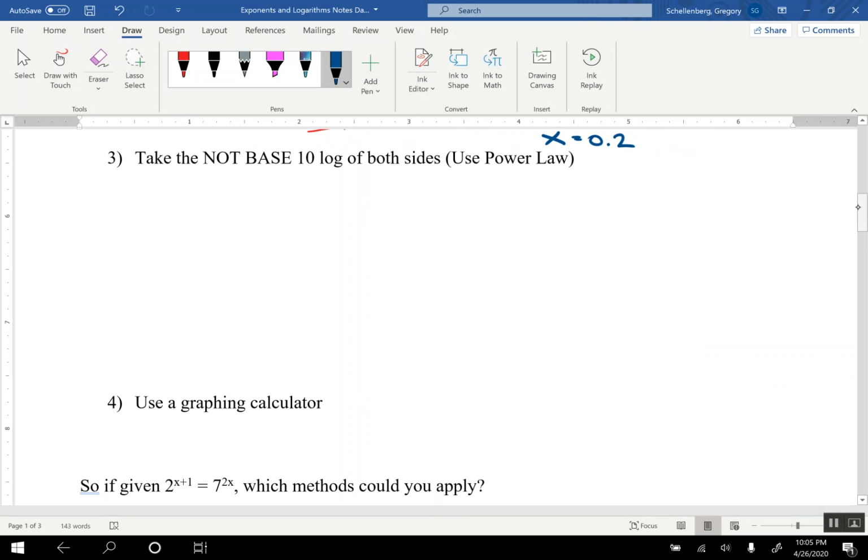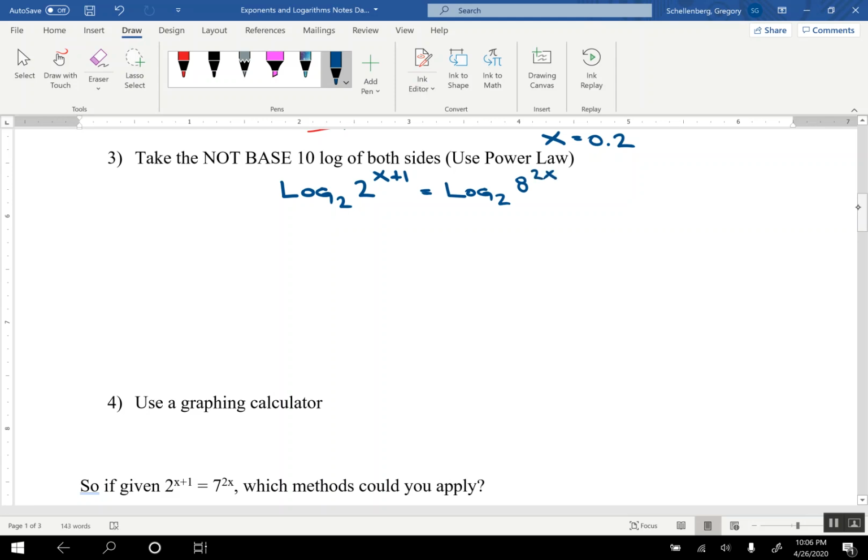So step 3, take the not base 10 log of both sides and then use power law. We're going to take the base 2 logarithm of both sides here. So here's what our equation will look like. We're going to have log base 2 of 2 to the power of x plus 1 is equal to log base 2 of 8 to the power of 2x.